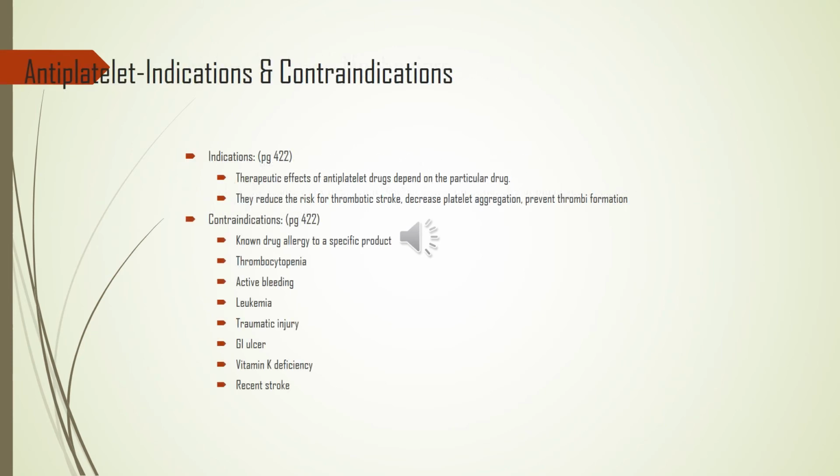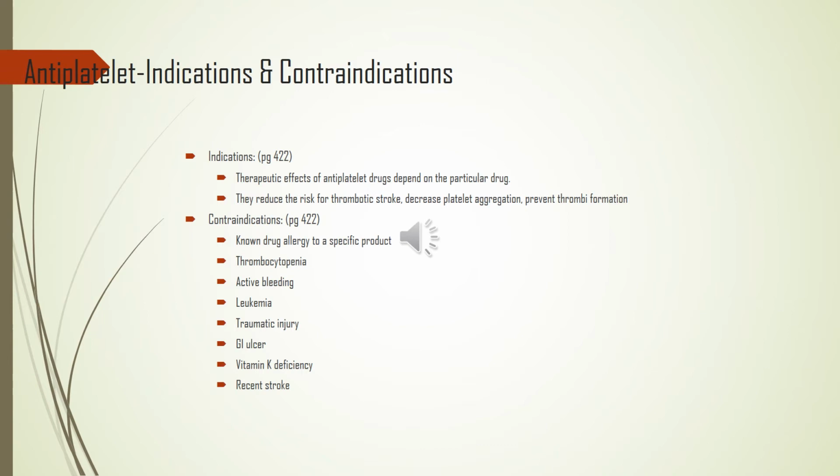Indications and contraindications, you can find these on page 422 in your book. The biggest thing I want you to know is that the therapeutic effects of antiplatelet drugs depend on the particular drug. So the reasoning why is going to depend more on that. The biggest thing I want you to remember about antiplatelet is they reduce the risk of thrombotic stroke, decrease platelet aggregation, and prevent thrombi formation. Remember, the blood clot formation.